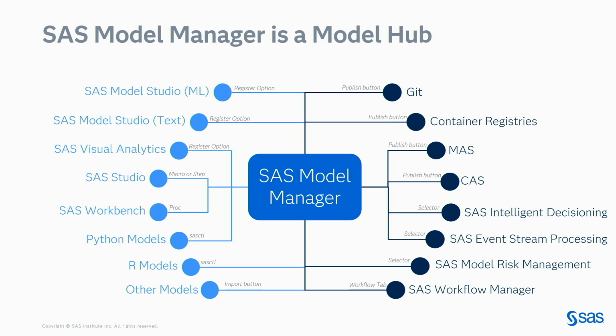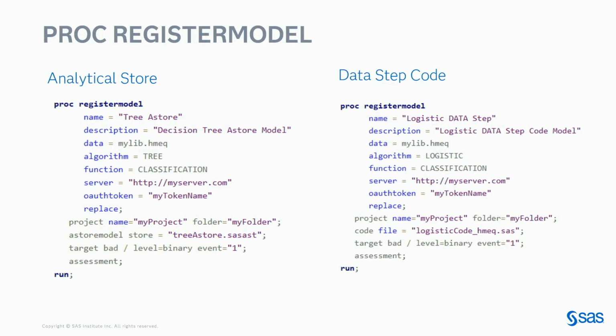Now, SAS Viya Workbench and Python are two sources of models that we import from. So when you are using SAS Viya Workbench to develop SAS models, you can use the proc register model to get those models into Model Manager. From any Python development environment, you would use Python SAS ETL. So I'm going to start with the SAS models, and then we'll jump into the Python models.